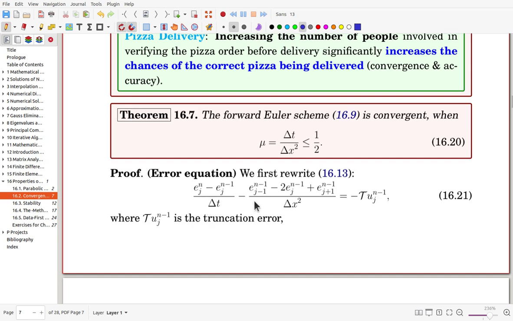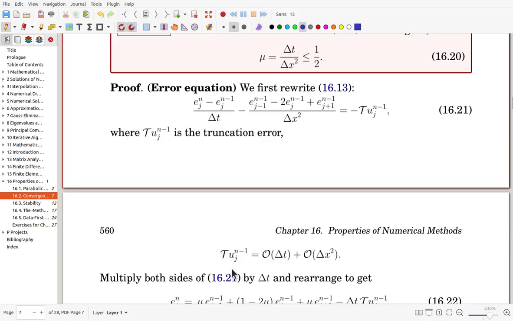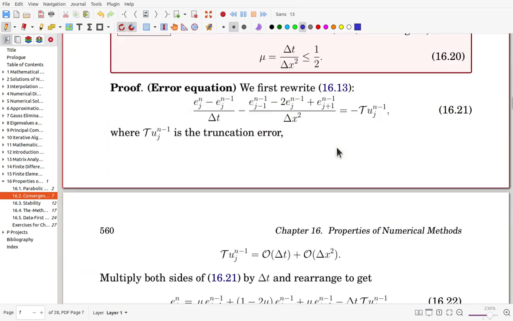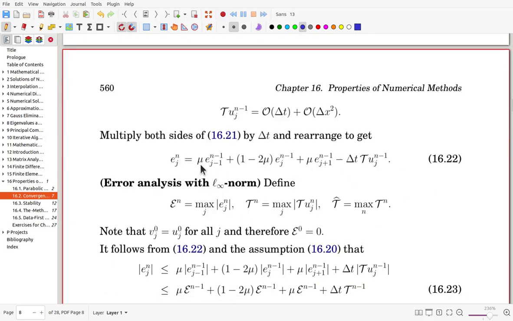Now we have this error equation, and here we have the truncation error. For that, we already know that the truncation error is order of delta t and order of delta x squared. We rewrite this after multiplication by delta t and manipulate to get this equation. We assume this condition, mu is bounded by 1/2, which means that this is positive and this is non-negative, and also positive.